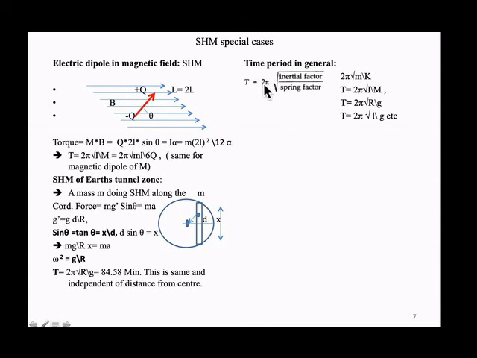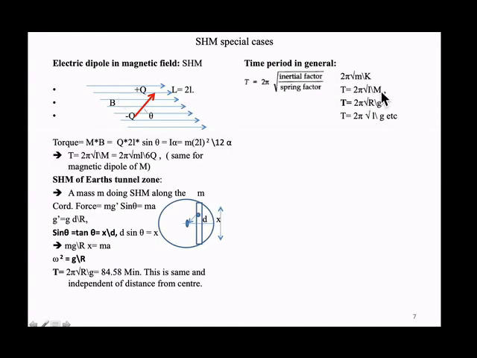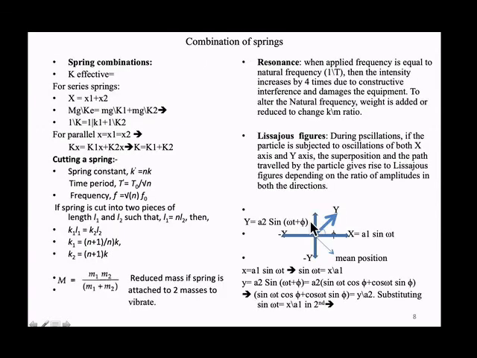So you have seen in all the examples, 2 pi root of the inertial factor by the spring factor. So 2 pi root m by k for a spring system, 2 pi root I by mg r for your compound pendulum, where mg r is force into distance. For other things, 2 pi root l by g, as we have seen here. So the inertial factor by the spring factor gives the time period for all the oscillations.